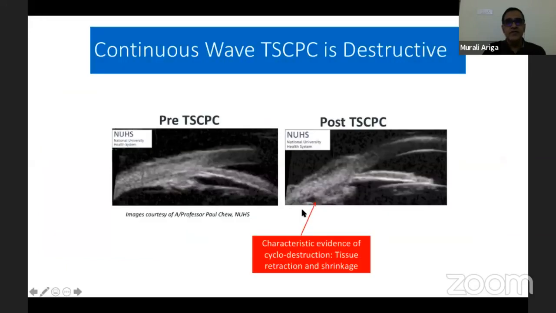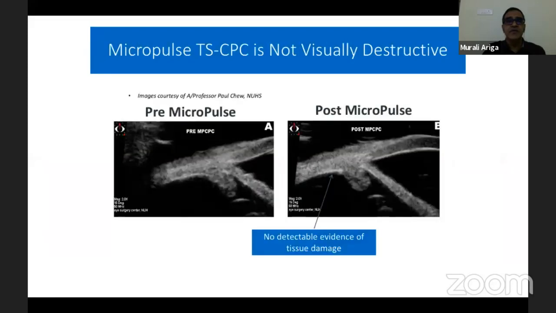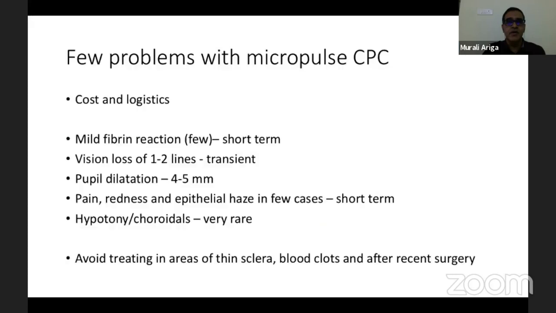The continuous wave is definitely destructive, and these are pictures from Paul Chu's publications in which the obvious damage and characteristic destruction or cyclodestruction is seen, tissue retraction and shrinkage, whereas the micropulse does not show any evidence of clinically detectable tissue damage and seems to be a much better alternative.